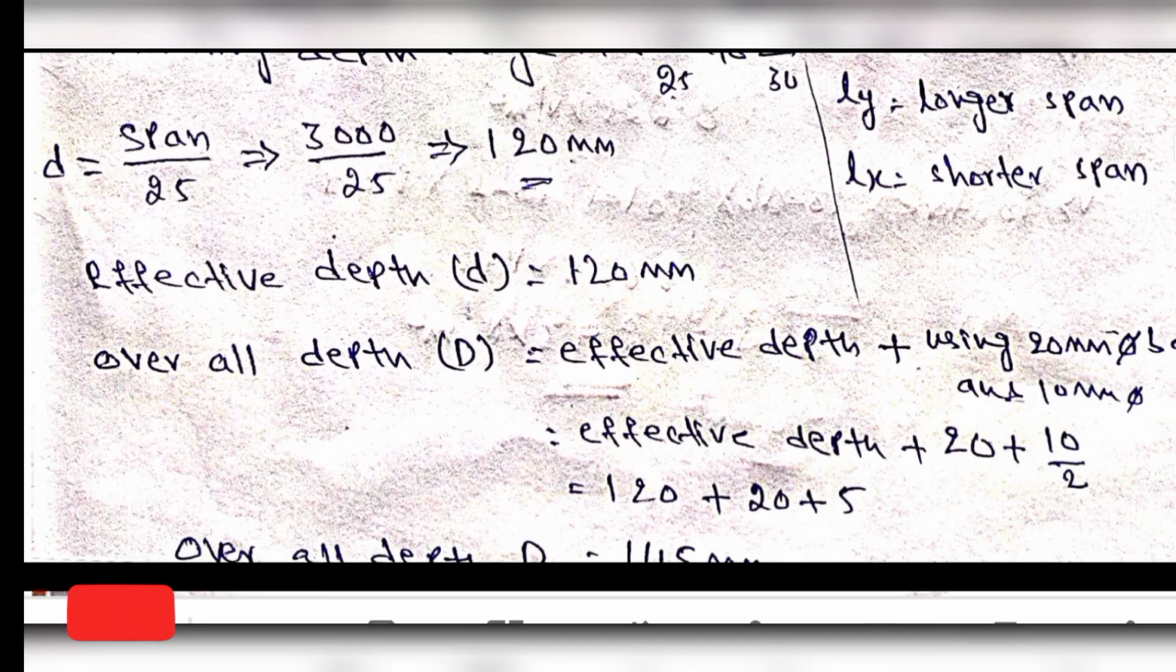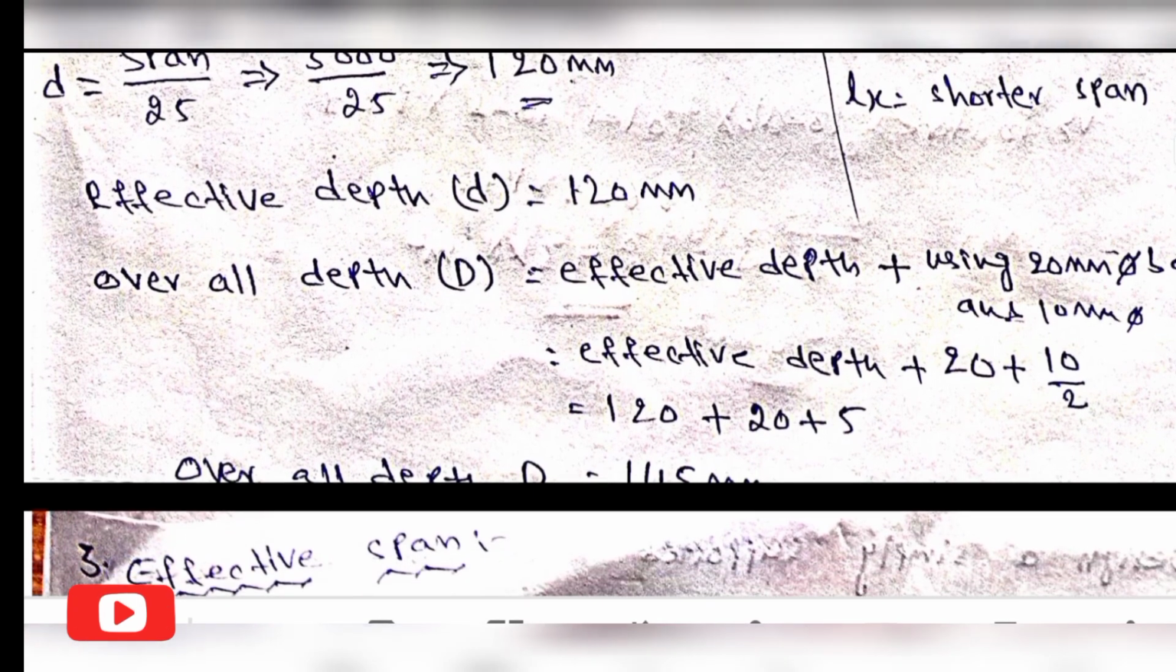Then overall depth capital D is equal to effective depth plus 20 mm dia bars and 10 mm clear cover. Then effective depth 120 plus 20 by 2 plus 10... Then overall depth is 120 plus 20 plus 5. Then overall depth is 145 mm.